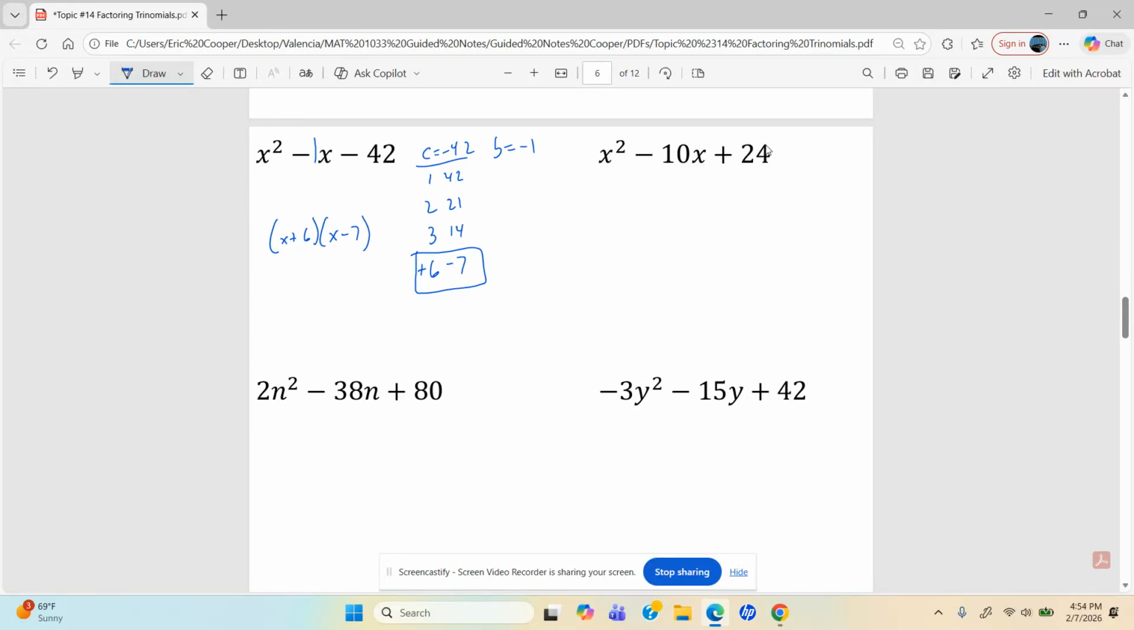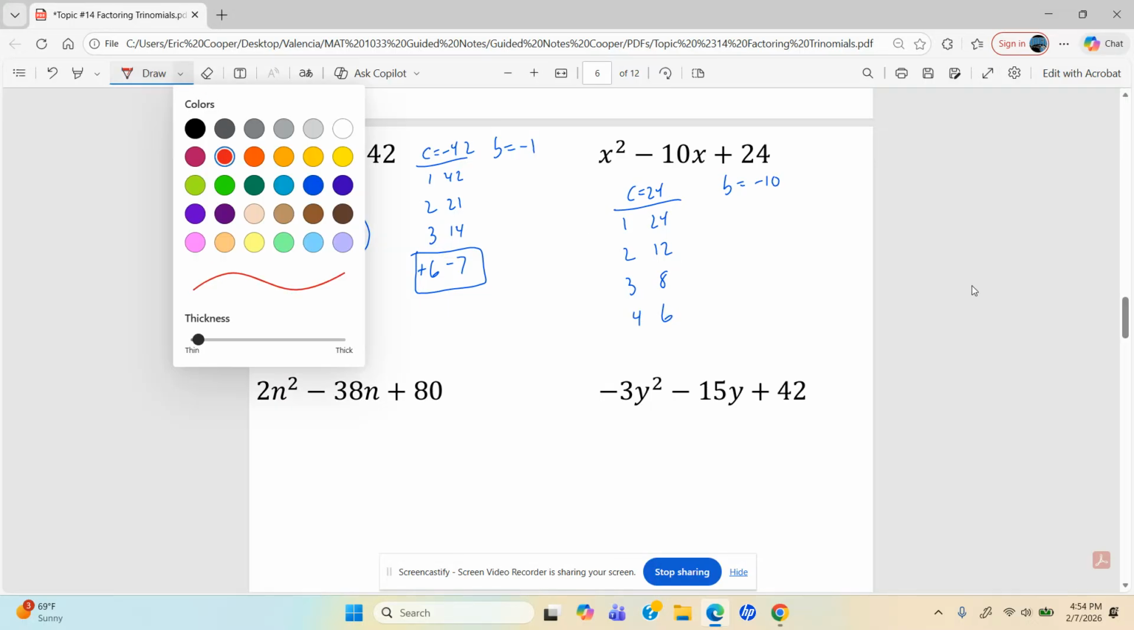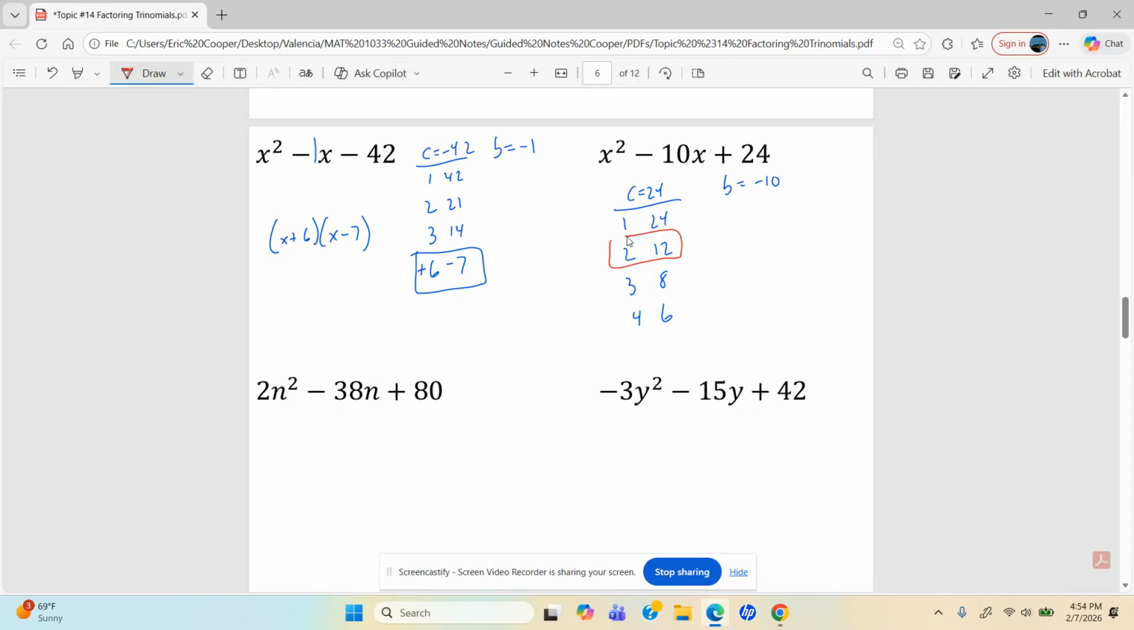Now, be careful on some of these problems. Make sure you write out your factors. Here I need something that multiplies to 24 that's going to combine to negative 10. So I've got 1 and 24, I've got 2 and 12, I've got 3 and 8, and I've got 4 and 6. So a potential problem I have here is that I've got two sets of multiples that can technically make 10. Both 2 and 12 and 4 and 6 work.